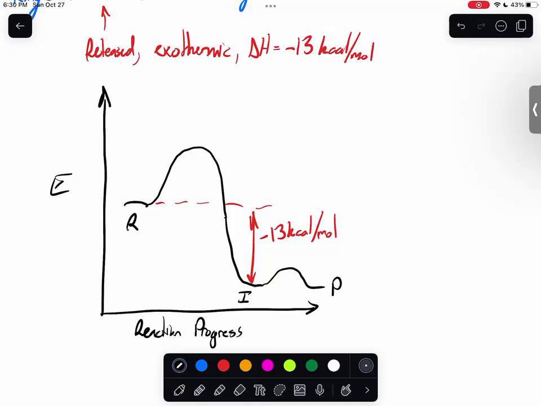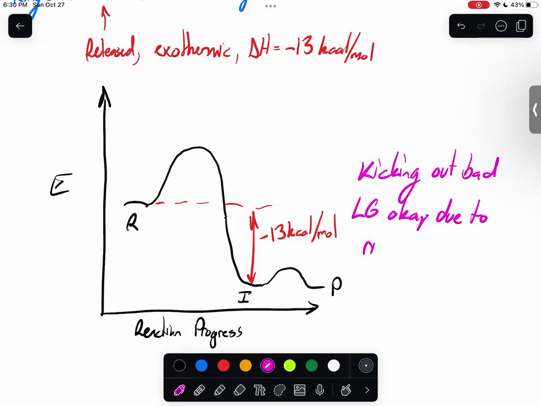And so when we're looking at epoxide ring openings, this first step where we're kicking out a bad leaving group is okay because we're getting a ton of energy from the ring strain, right? So kicking out bad leaving group, okay, due to ring strain released.